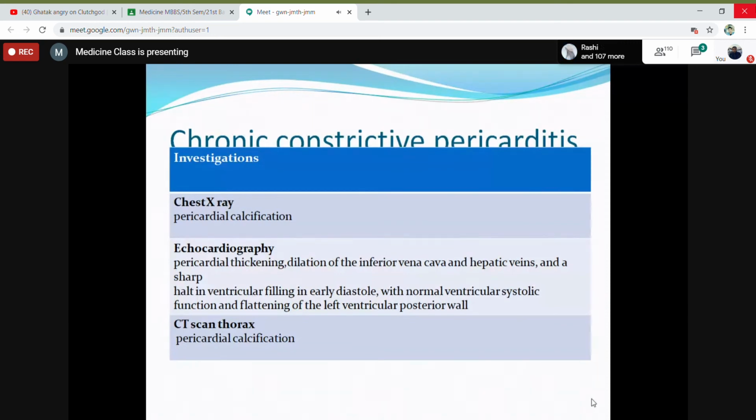Okay, so in echocardiography, along with the pericardial calcification, we may be able to see the pericardial thickening, dilatation of the inferior vena cava, hepatic vein, and a sharp halt in ventricular filling in early diastole with a normal ventricular systolic function and flattening of the left ventricular posterior wall. Okay, so the most important thing you have to know is pericardial calcification.